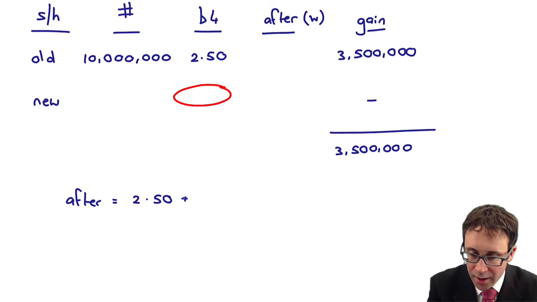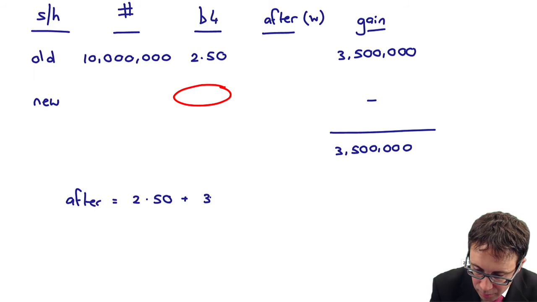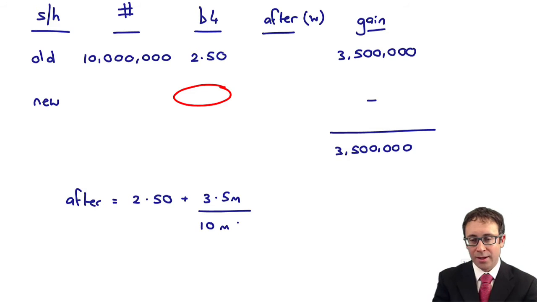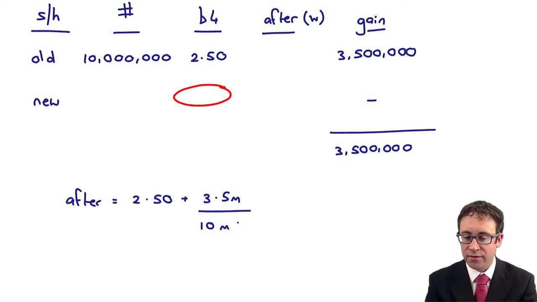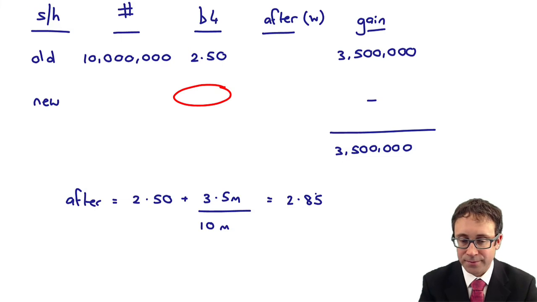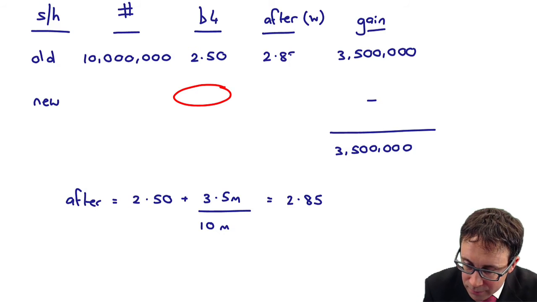We're just going to go through there and add on the gain of $3.5 million and work that out per share. So we take the old value, $2.50, and then add in the gain. That's the gain that we go through there and make. What we've got there, if memory serves me right, is $2.85. So $2.85 is now the price after.